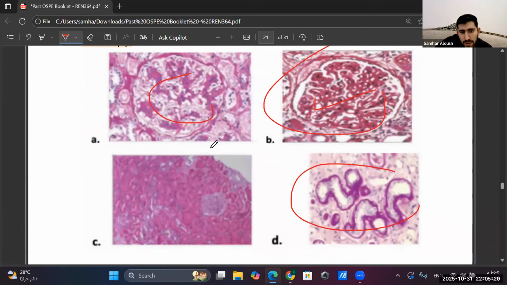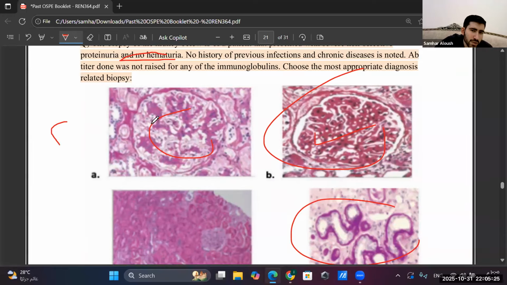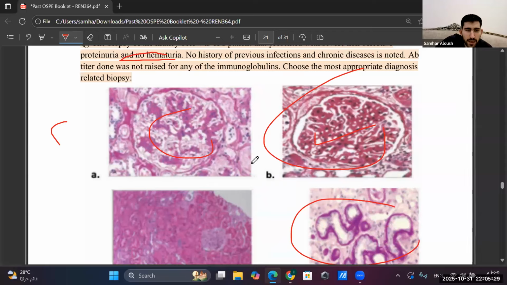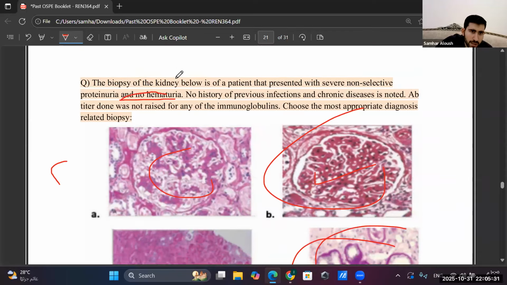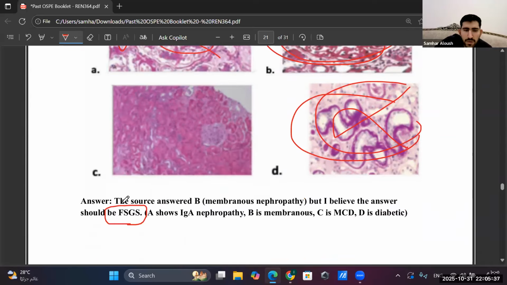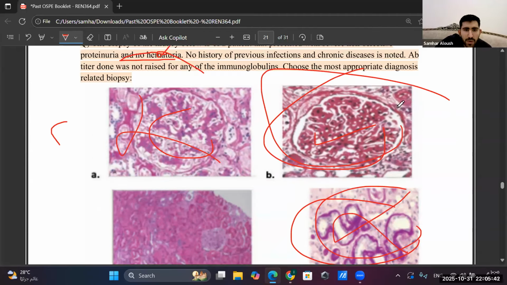I read the explanation that the lab committee wrote that it should be FSGS. But there is no FSGS in the choices. You need to choose the nephrotic one. The only nephrotic one here is diabetes, but the patient doesn't have diabetes. You won't choose it. This one is IgA. You won't choose it. You will choose membranous, which is nephrotic. So if FSGS is here, okay, you can choose it. But the main one is definitely membranous.